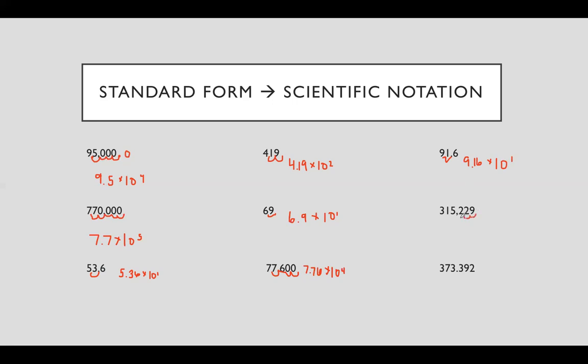315,229, we're moving it 1, 2, 3, 4, 5 places. And here you're going to want to write out the whole thing. 3.1529 times 10 to the fifth. And then this number looks a little bit different than the ones we've been doing. We already have the decimal in the middle right here, and we're still moving it right here. So we're only moving it 2 points, which gives us 3.7332 times 10 to the second.